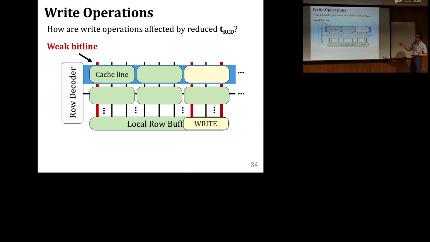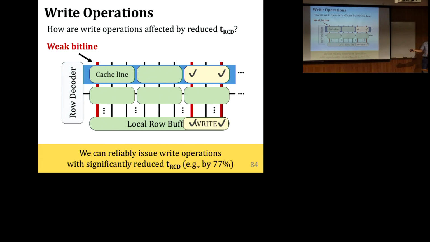So write operations are not really affected much if you reduce the tRCD significantly. That was our observation. Because you're driving new data values into here anyway. And while you're driving new data values over here, the sensing is happening over here anyway. So you don't really need to wait for tRCD for the write operation that's happening. tRCD is happening anyway while you're doing the write, basically, for the rest of the row buffer. That's the idea. So it turns out you can reliably issue write operations with significantly reduced tRCD.